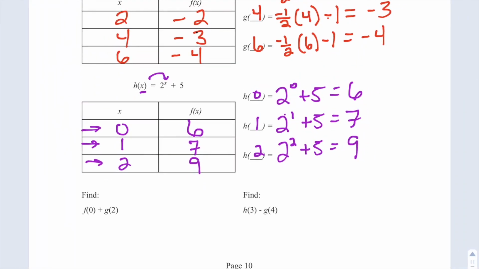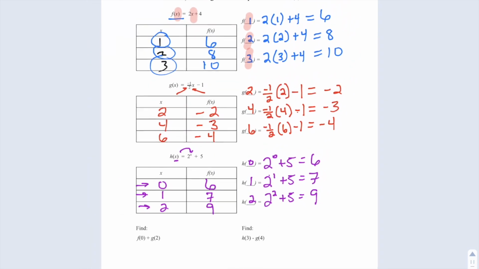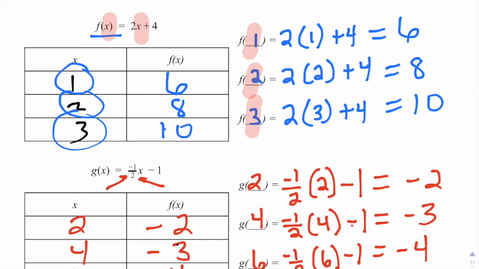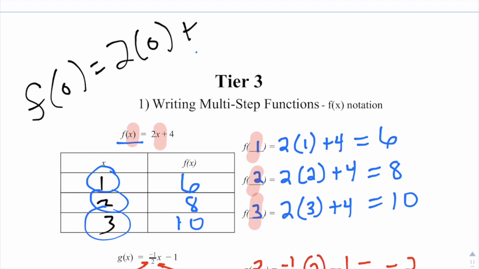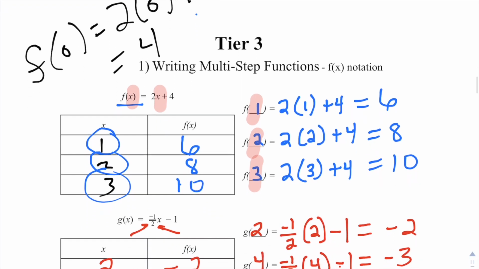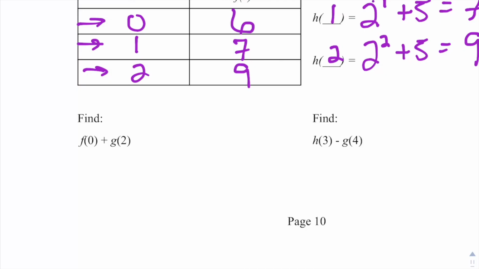Let's look at this. So we want to find f evaluated at 0. Here's our f. Let's come up here and evaluate it real quick at 0. So f evaluated at 0 is equal to 2 times 0 plus 4, which equals, well, 2 times 0 is 0, and plus 4 is just 4. So f evaluated at 0 is just 4.